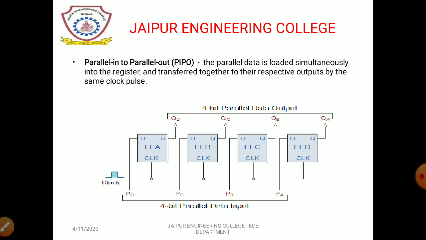The parallel data is loaded simultaneously into the register and transferred together to their respective outputs by the same clock pulse. This circuit also consists of 4 D flip-flops which are cascaded, and in the shift register we can apply the data as a parallel input to each D flip-flop by making preset enable 1. We can apply the parallel input through preset or clear. These two are asynchronous inputs.